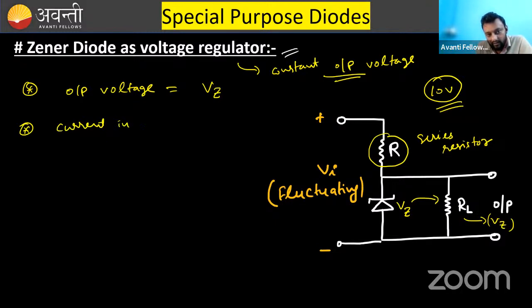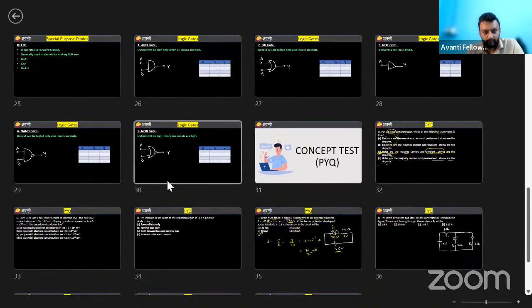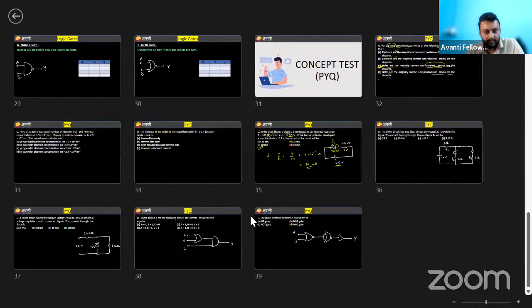in the Zener diode, in the output resistor, that is RL, or in the series resistor R. He or she can ask the current in all these three elements: the output resistor, the series resistor, and the Zener diode. To solve this kind of problem, I will give you an example. Let's go to the example directly.